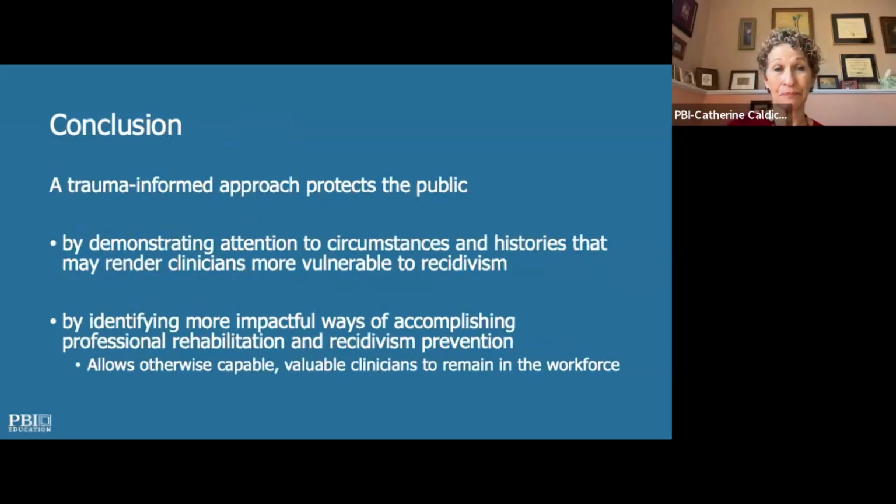Okay, so in conclusion, a trauma-informed approach does protect the public by demonstrating attention to circumstances and histories that may render clinicians more vulnerable to recidivism, and by identifying more impactful ways of accomplishing professional rehabilitation and recidivism prevention. So it allows otherwise capable, valuable clinicians to remain in the workforce. And we have good reason to believe that a trauma-informed approach would reduce recidivism because of the excellent results of taking a trauma-informed approach in the criminal justice system, particularly in the realm of intimate partner violence. And there are some references about this on your handout as well.